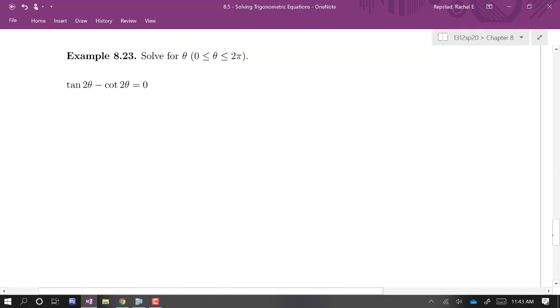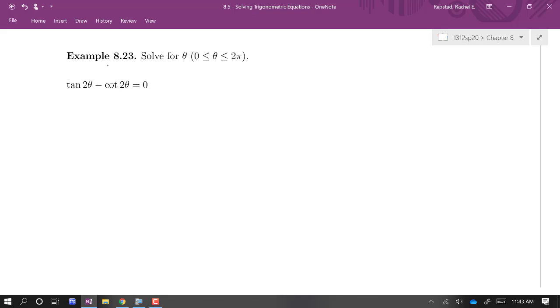Okay. All right, we've got one more example to finish out this chapter. We're going to solve for theta, where theta goes from 0 to 2 pi. That's our standard set of instructions here. We want theta to go one go around the circle. I'm kind of pointing that out right now because our equation involves tan of 2 theta and cotan of 2 theta. Well, to start out, we have two different functions, but we can deal with that.